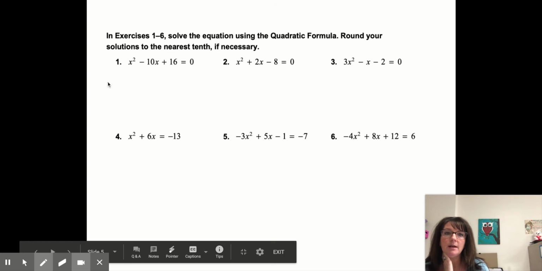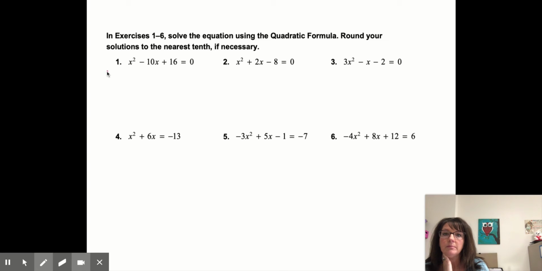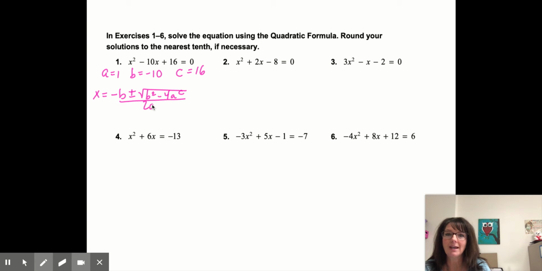All right, number 1. In this one, it's already set up. I want to identify a is equal to 1, b is equal to -10, and c is equal to 16. Okay, so we have x is equal to -b plus or minus the square root of b squared minus 4ac all over 2a. My c almost looks like an exponent there. I don't know why. All right, there we go.